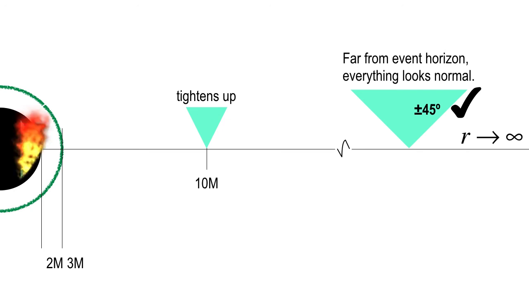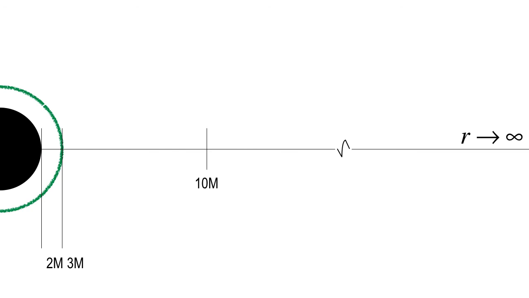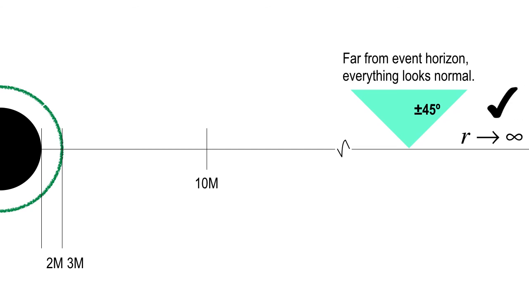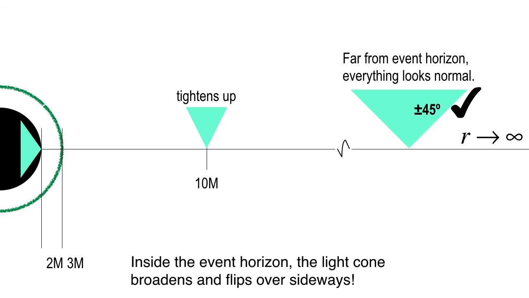So now, when you cross, let me go back and do that. Here's 45. Everything's copacetic. Here's 10M, starting to tighten up. Now watch what happens when you cross the event horizon. I'm going to blaze this one with fire. See that? The light cone tips over. It doesn't tighten up. It tips over and it gets wider.